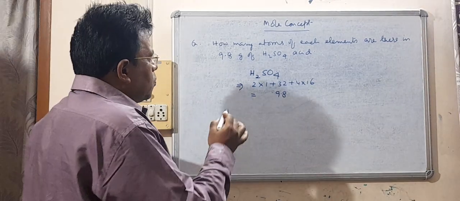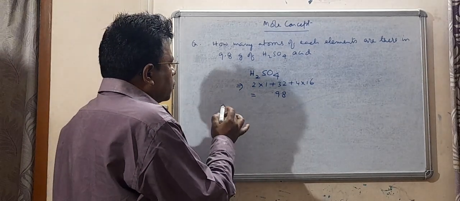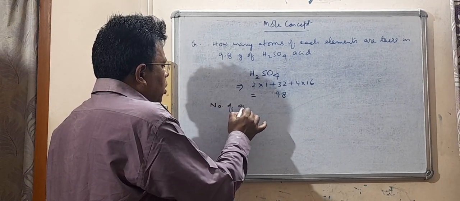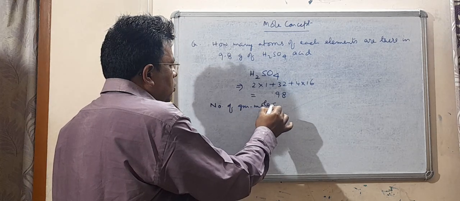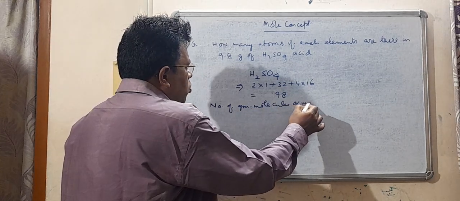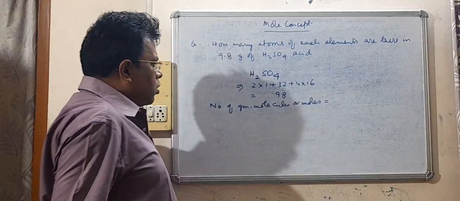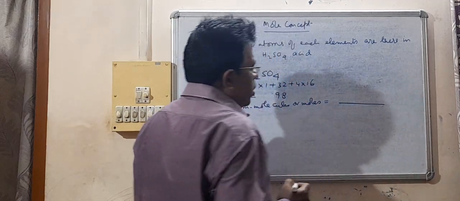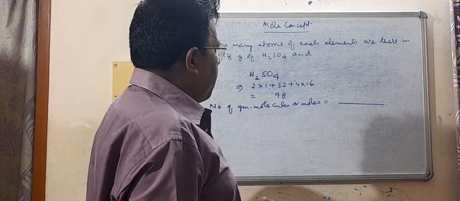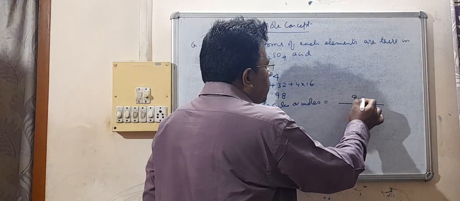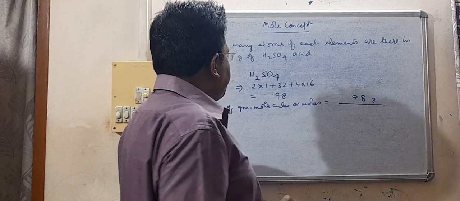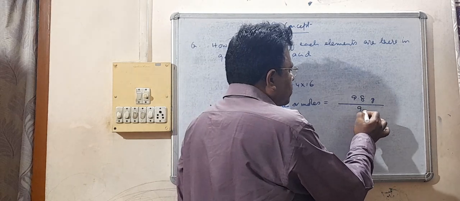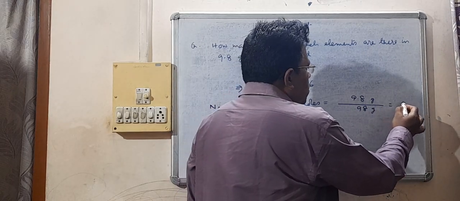Okay. So next, we have to find out the number of gram molecules or moles. Number of gram molecules or moles, that we know, the relation I have given, is mass of the substance in grams, which is 9.8, divided by molecular mass in grams, molecular mass is 98. So it will come out to be 0.1.